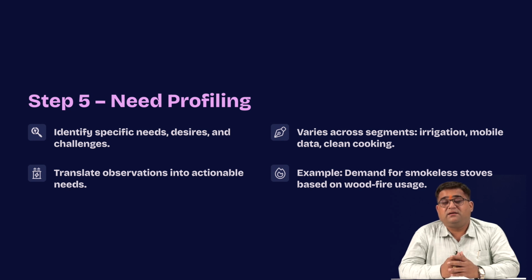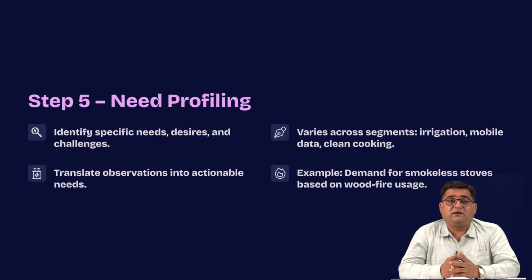For example, a farmer might prioritize irrigation solutions, rural youth may seek affordable mobile data, and homemakers might look for efficient and cleaner cooking fuel. The core objective here is to clearly articulate what the target rural consumers genuinely require or desire, enabling the company to align its offering effectively.